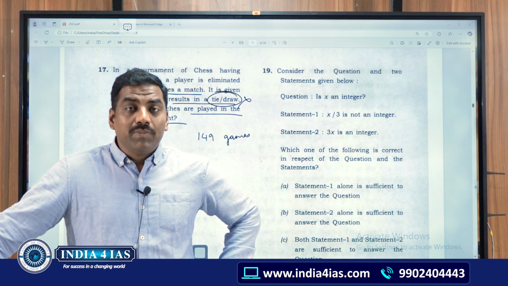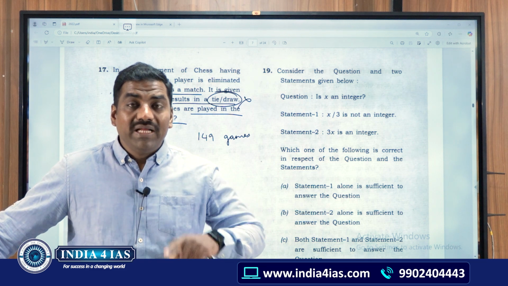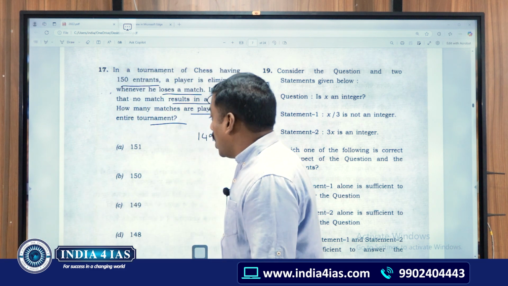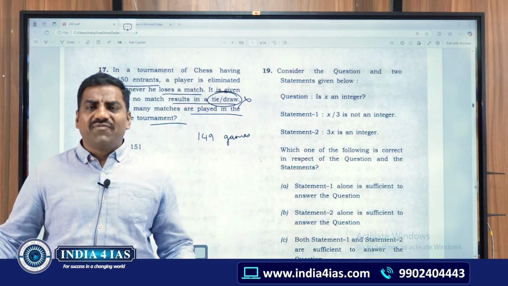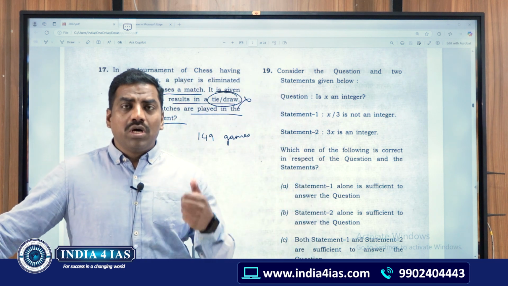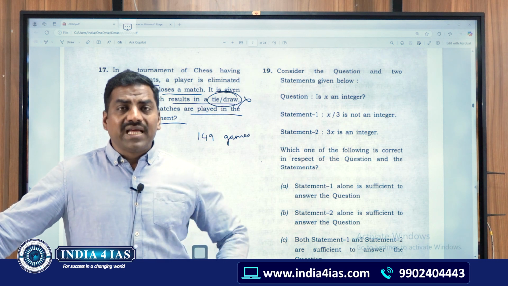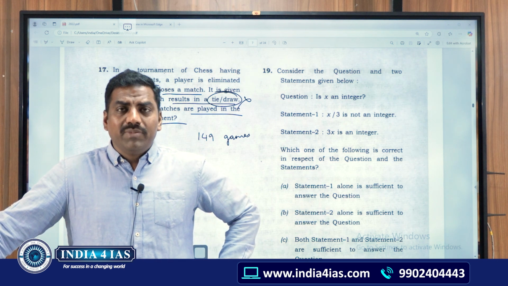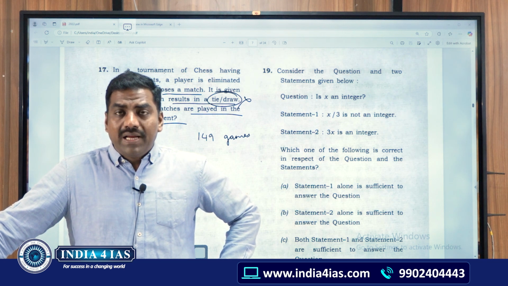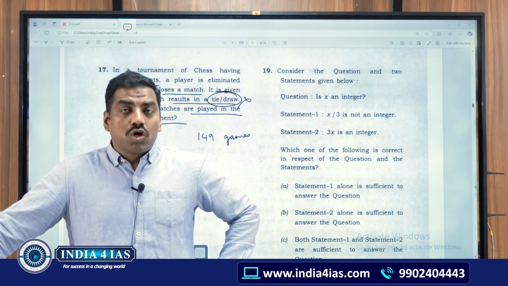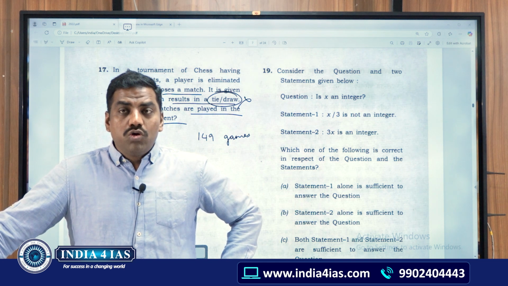So 149 people will go out as a result of their match. That means they have lost that match. So 149 matches are possible. You do it in whatever fashion. However you make a tie between two teams, like A versus B, C versus D, you will end up conducting 149 matches if this is a knockout round.